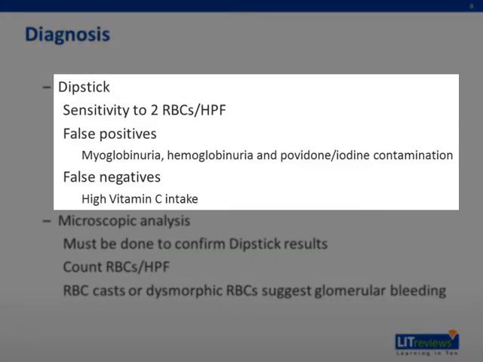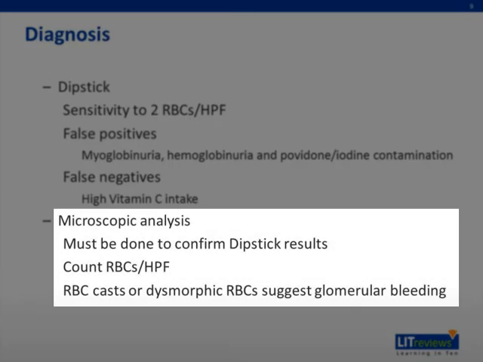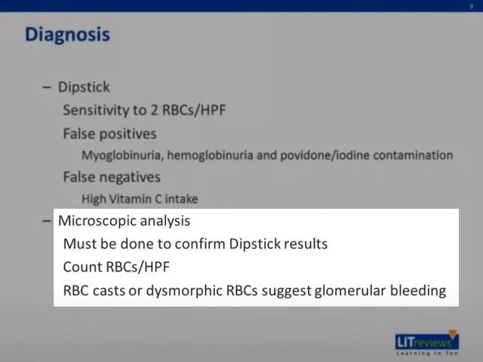A dipstick is applied to the urine and the dipstick will change a certain color depending on the amount of RBCs. This gives a qualitative measurement of the estimated amount of RBCs, but a microscopic analysis of the urine must be performed to accurately count the number of red blood cells per high-powered field.